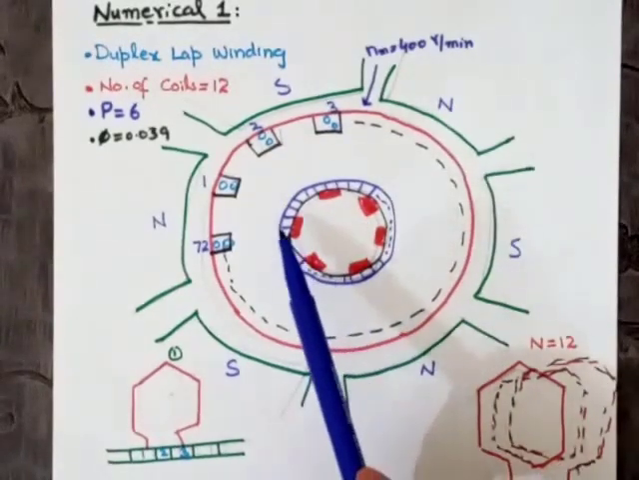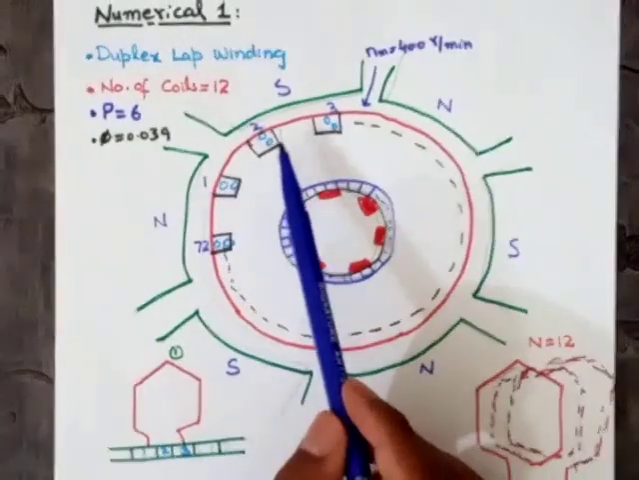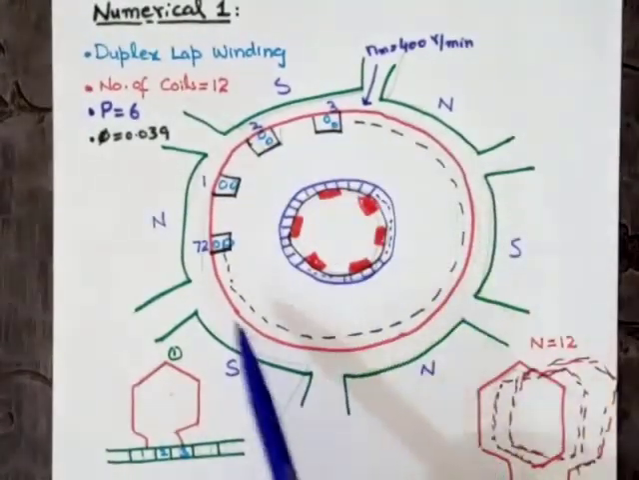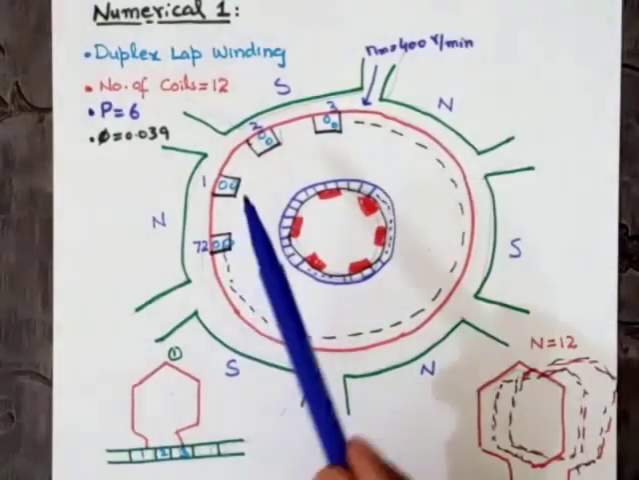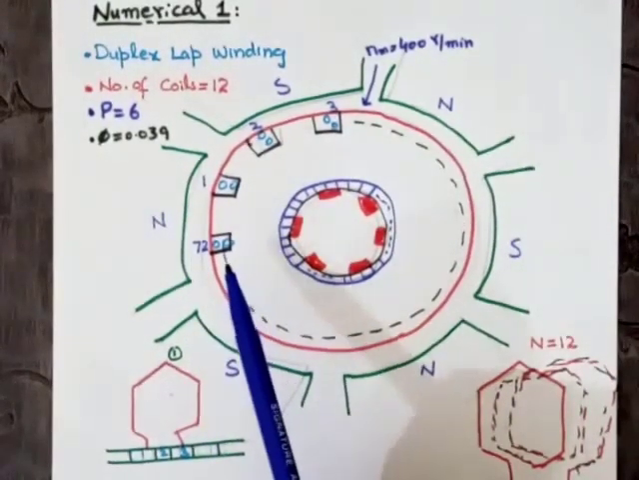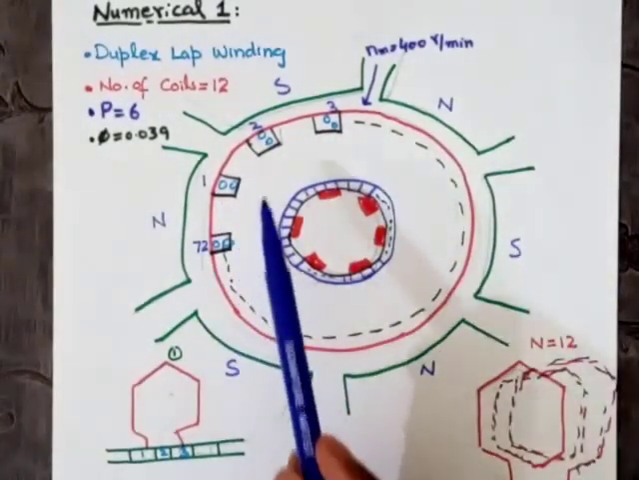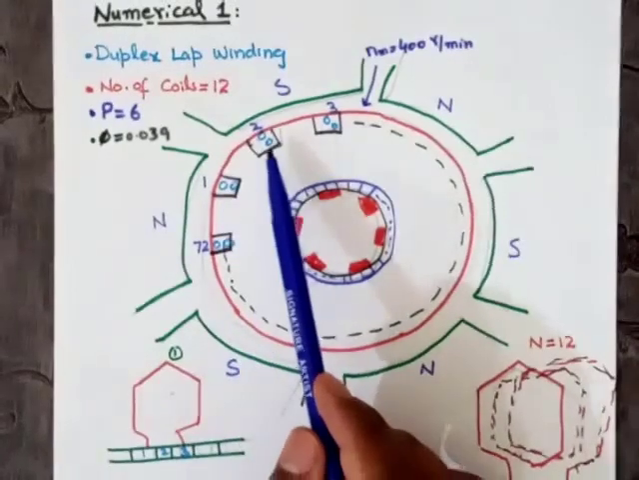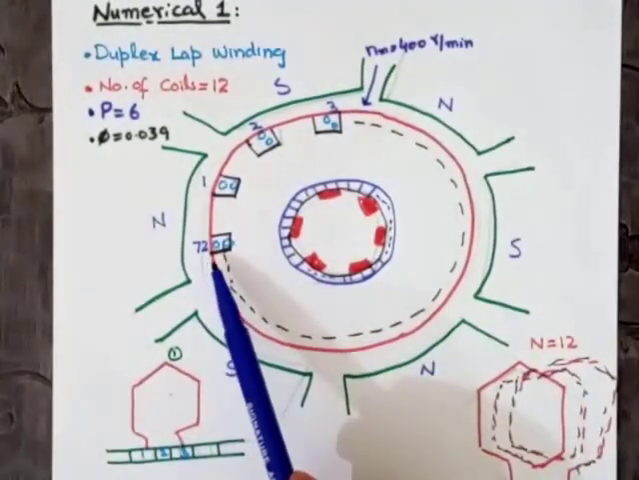The total number of coils or loops is 72. Let this be loop number 1, loop number 2, 3 and so on. The total number of loops is given as 72. In this particular problem, the total number of loops or coils is 72. This is loop number 1, this is loop number 2, and so on. The total number of loops is 72.